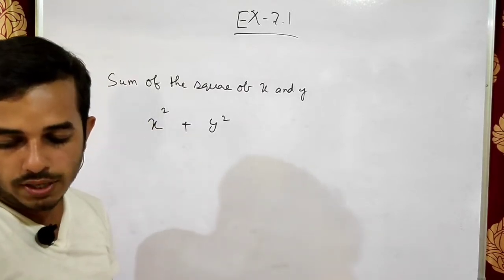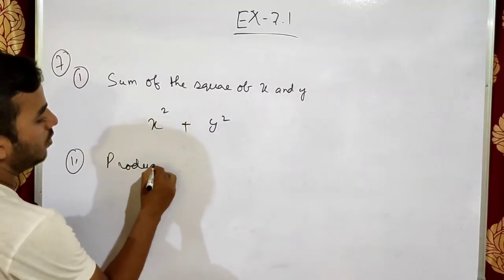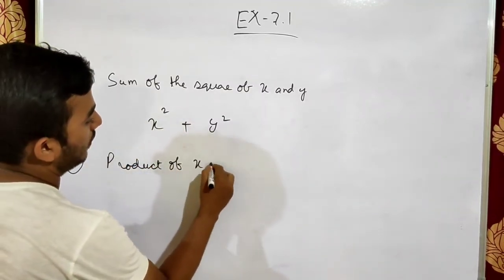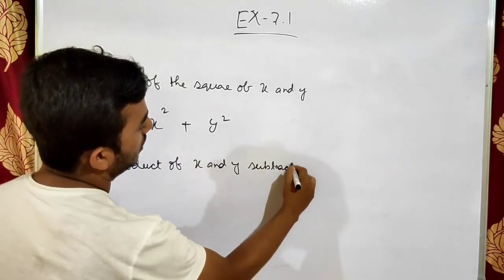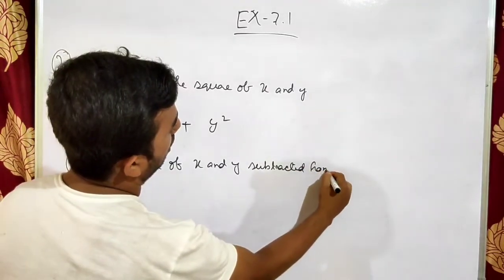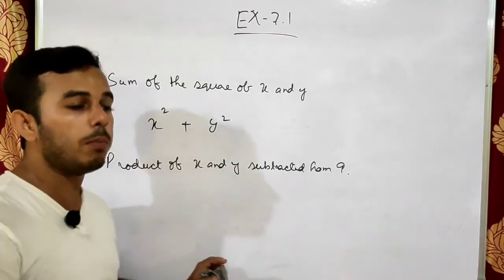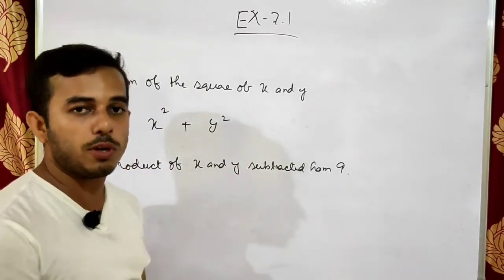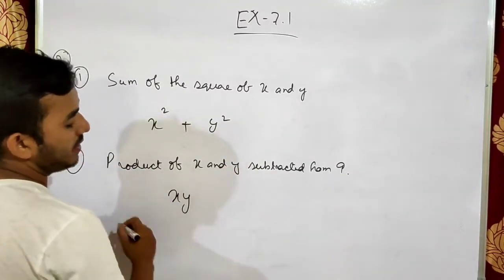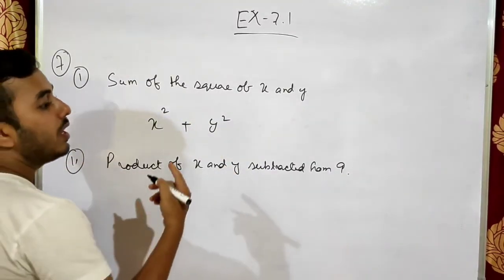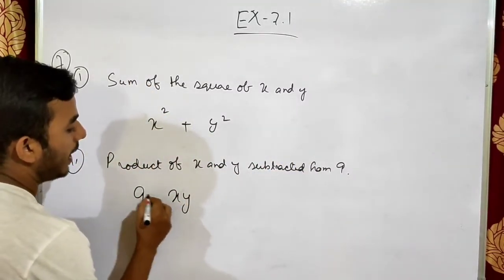Product of x and y subtracted from 9. Product of x and y. Product means what? When we multiply two numbers, the result is known as the product. Okay, so here we are multiplying x and y, isn't it? So product of x and y is xy. Product of x and y subtracted from 9. Okay, so it will be 9 minus xy.